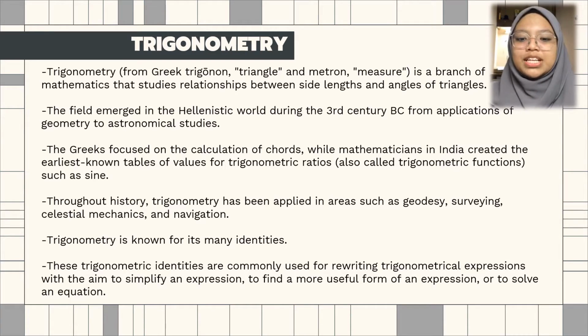Throughout history, trigonometry has been applied in areas such as geodesy, surveying, celestial mechanics, and navigation. These trigonometric identities are commonly used for rewriting trigonometrical expressions with the aim to simplify an expression, to find a more useful form of an expression, or to solve an equation.